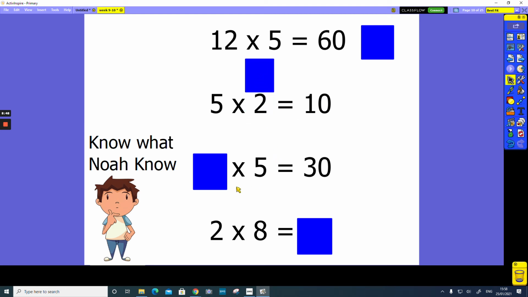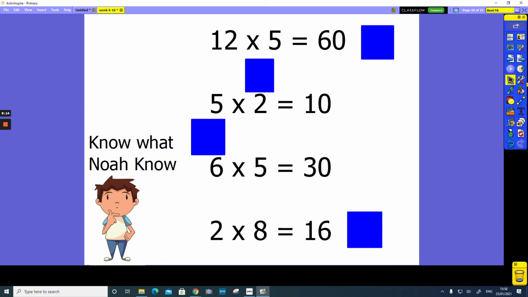Well done. Something times 5 equals 30. 30 divided into 5 equal groups equals 6. 6 times 5 equals 30. Well done. Last one, 2 groups of 8. 2 times 8. 2 lots of 8 equals 16. I can't trick some of you. Wow.